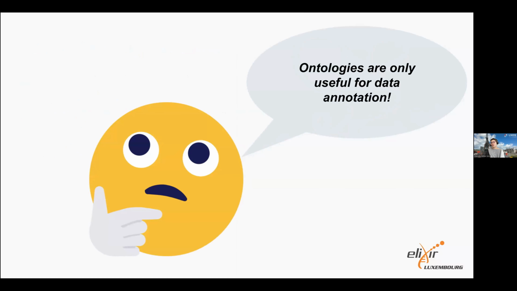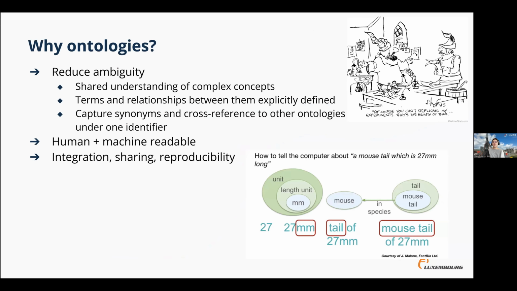Very often I talk to people and they go like, well, okay, ontologies, but they're only useful for data annotation and they're so complicated. So why do we bother? Well, it's not technically wrong that ontologies are really important in data annotation. But that's like saying, oh, well, wheels on a car, they're only wheels. Yes, but without them, the car wouldn't run.